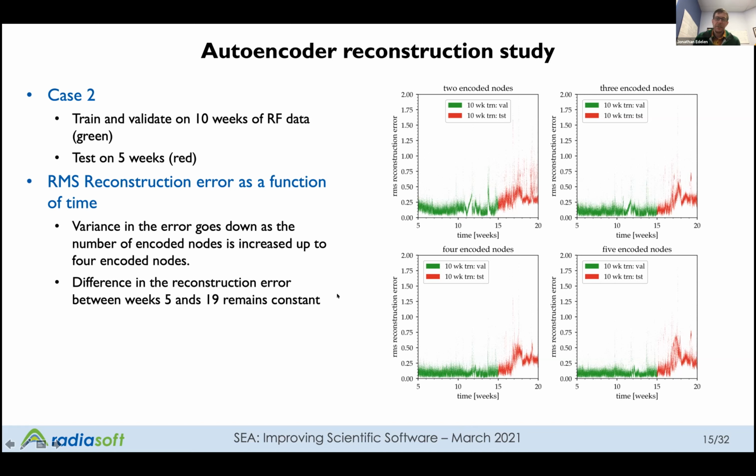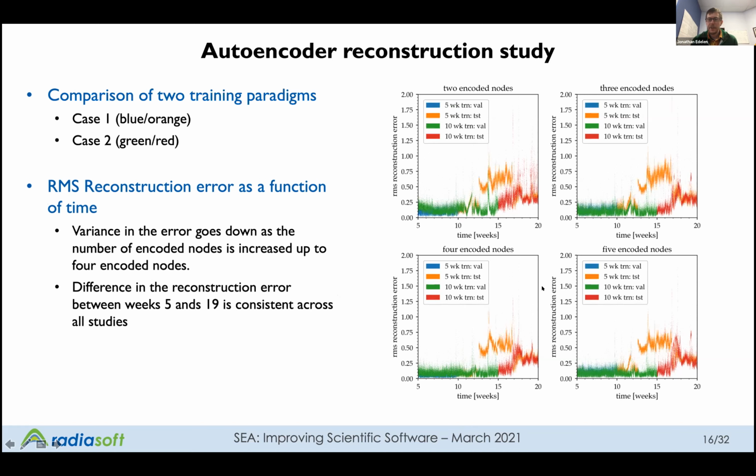The really interesting thing is that the offset in the reconstruction error is consistent across the 2 data sets. When we trained on the first 5 weeks versus the first 10 weeks, we still had the same reconstruction error at the end, during the last couple of weeks, in both cases. That's very suggestive that there's something fundamentally different about the RF parameters at the end of the study versus the beginning.